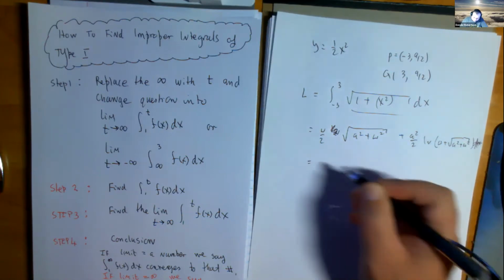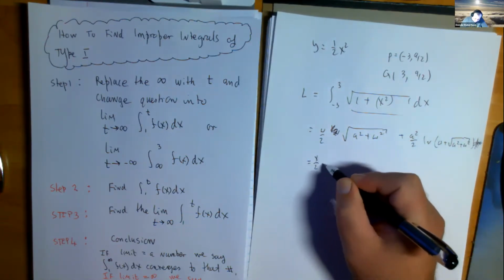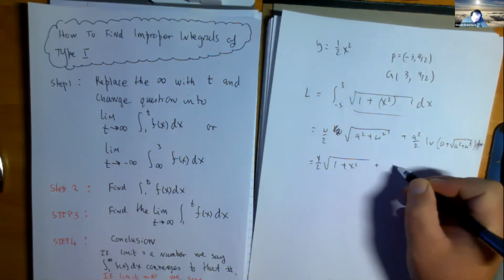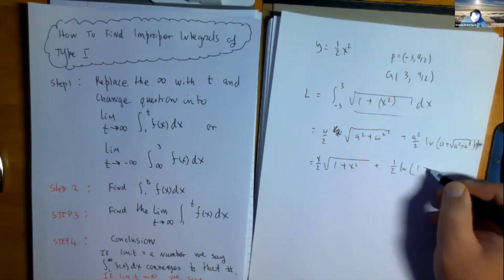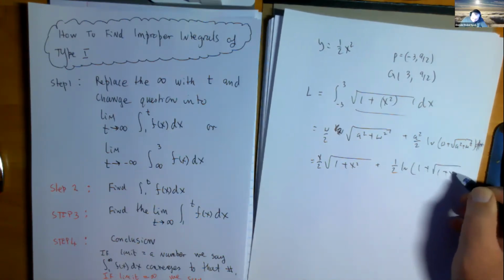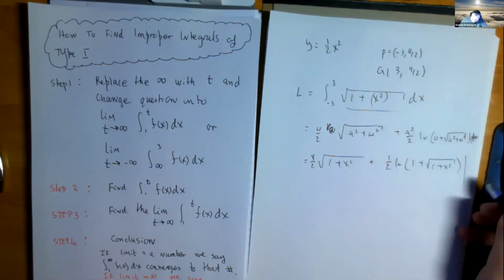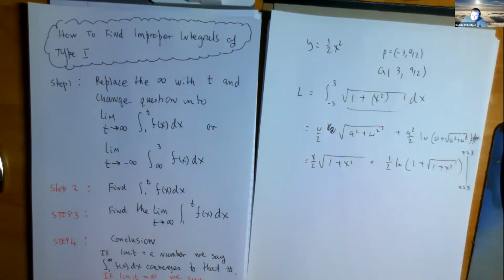Okay, in this case, then u is just x and a is 1. So it's going to be x over 2 times the square root of 1 plus x squared, plus 1 over 2 times the natural log of x plus the square root of 1 plus x squared, evaluated at -3 and at 3. That's as far as you've got? Yeah, I got that far.